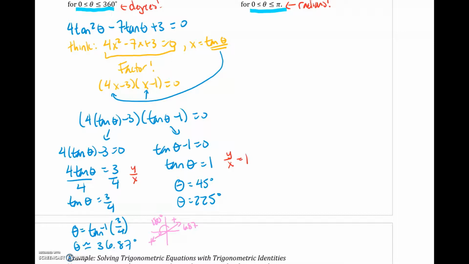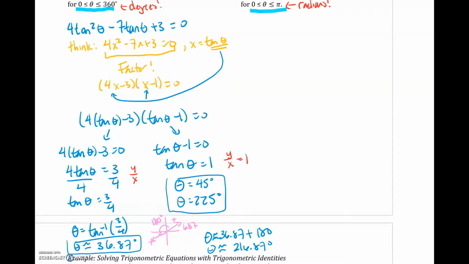So what I'm going to do is take this 36.87 and also add 180 to that. So that should be approximately 216.87 degrees. Okay, so you want to realize here we have 4 different answers.